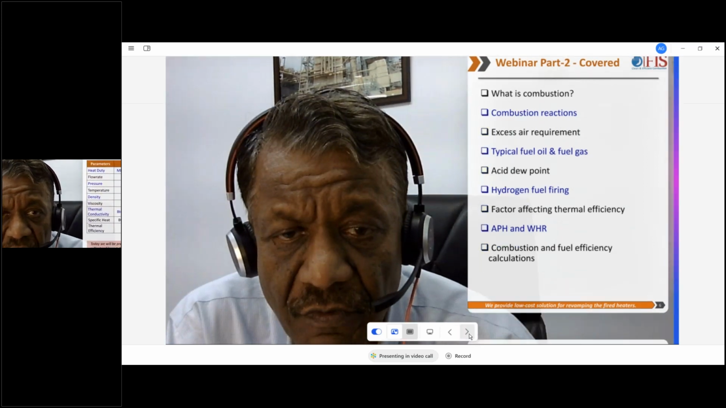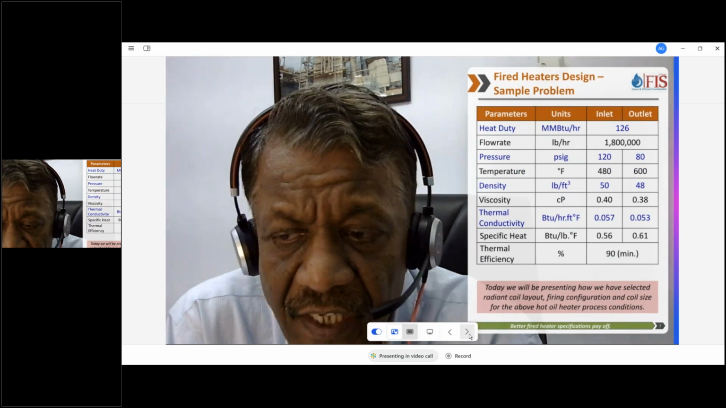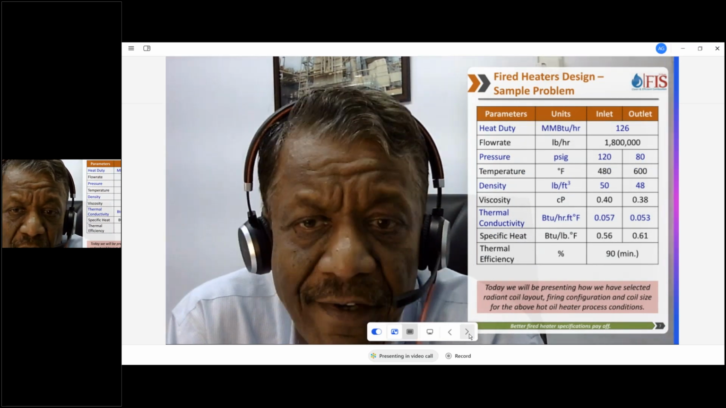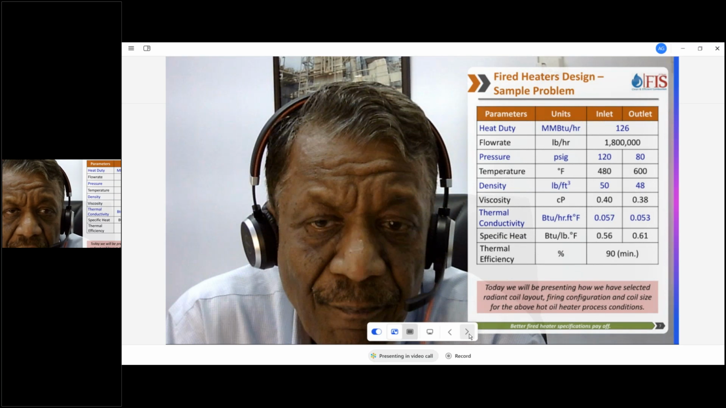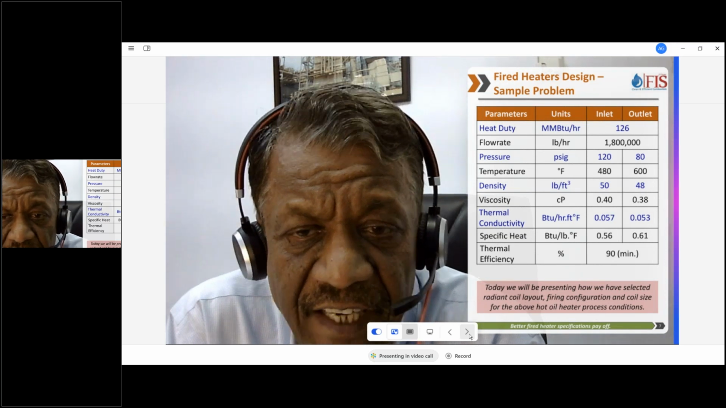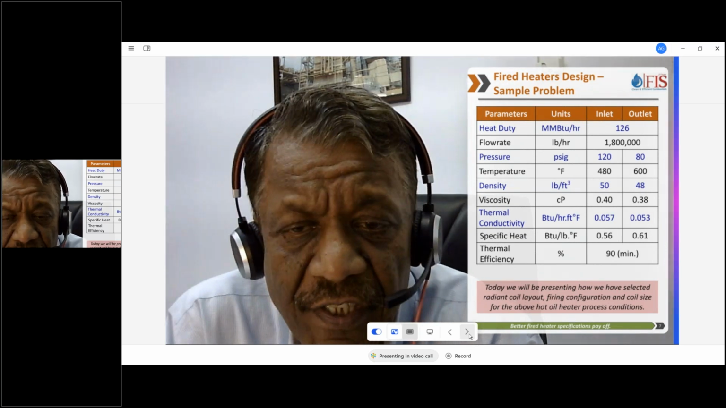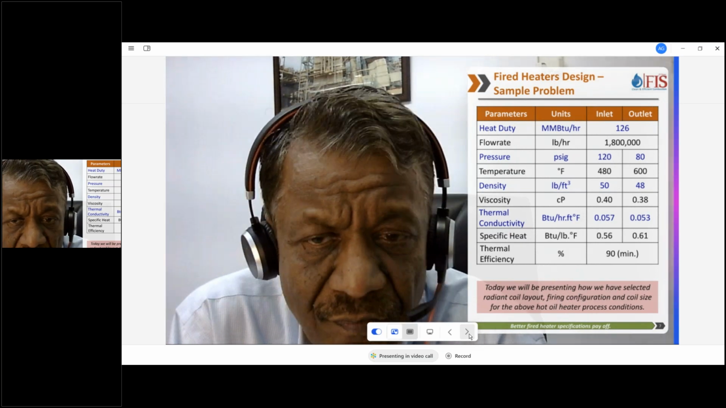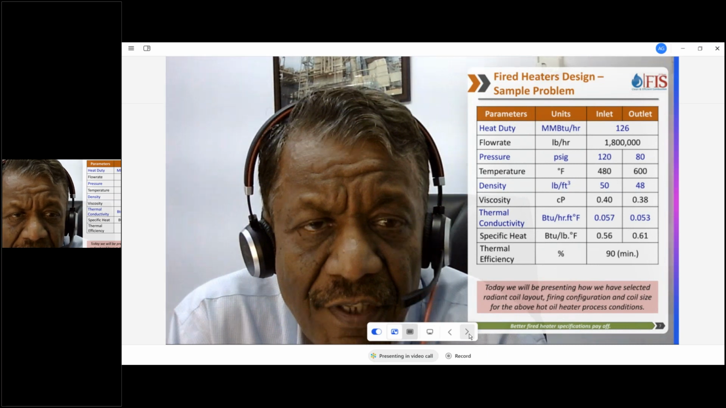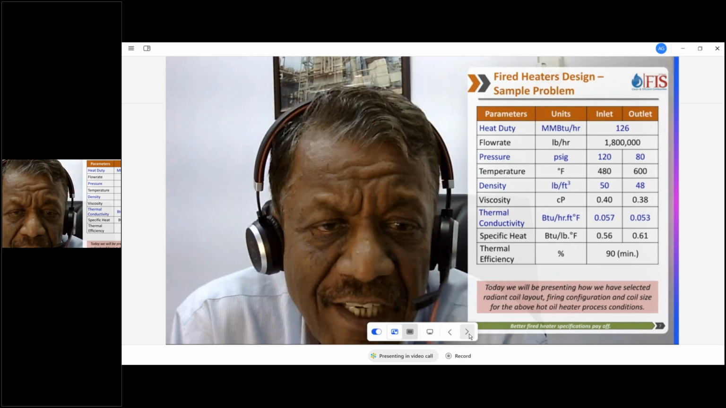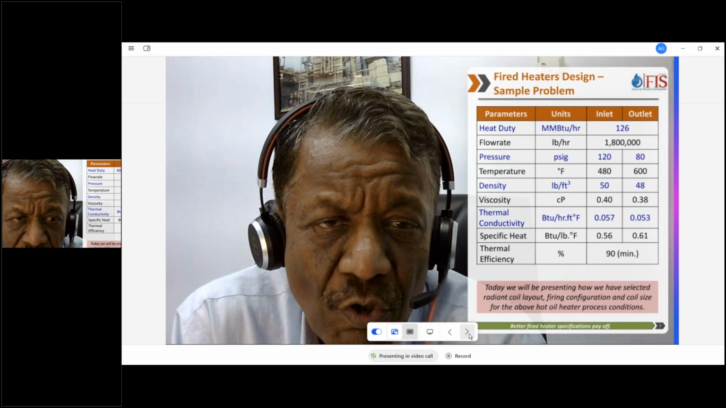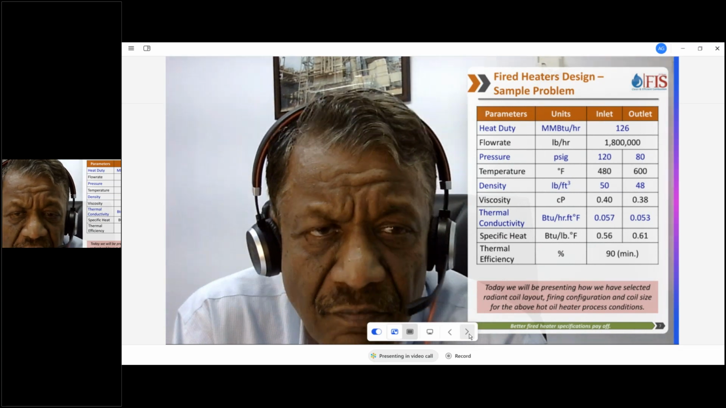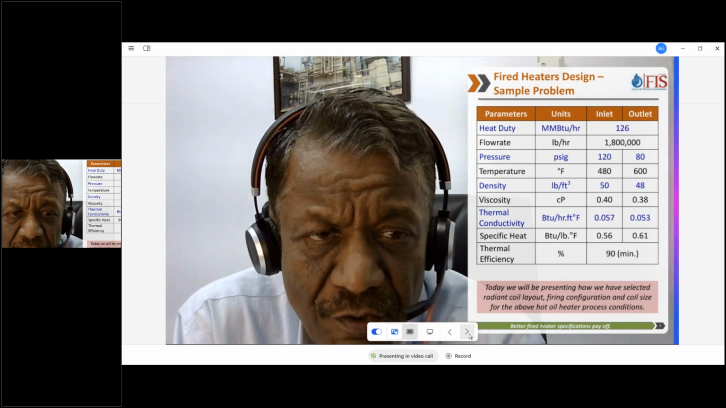So what we decided to do was to take a real life problem. This is a hot oil heater which we designed for a client in Louisiana about 7 years ago. And this has a very unique design. So that's why I'm presenting it to you over here. I have changed a few parameters to make it even more interesting.